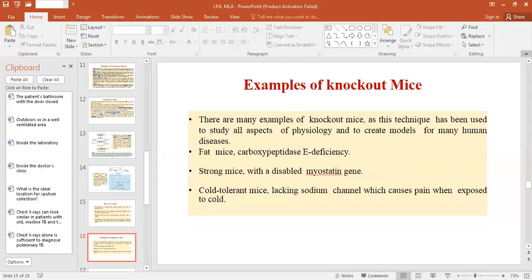Now, these are some examples of knockout mice. There are many examples. Fat mice with carboxypeptidase E deficiency are prone to obesity. There are also strong mice with a disabled myostatin gene, and cool tolerant mice lacking a sodium channel, which causes pain when exposed to cold.